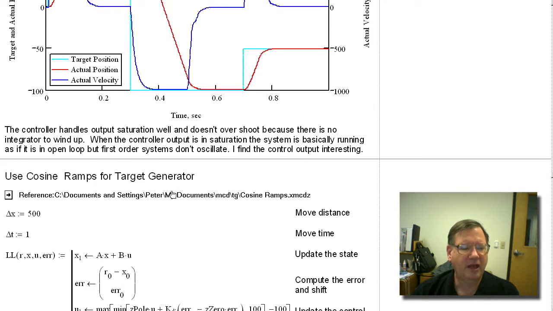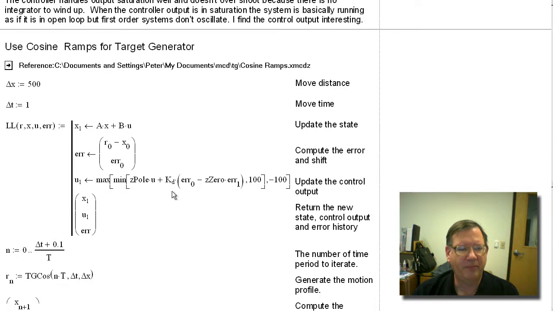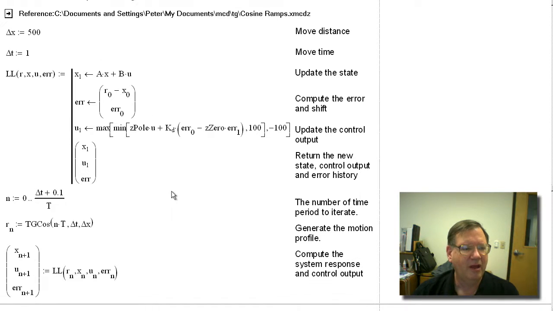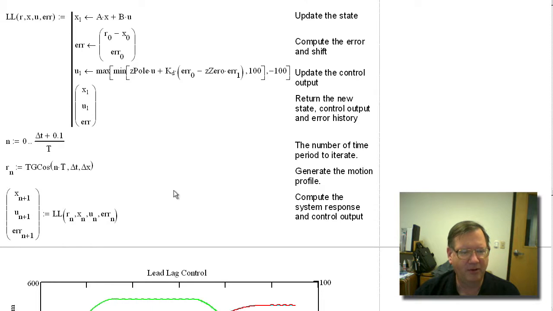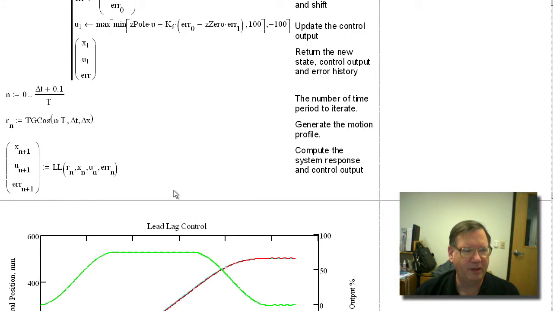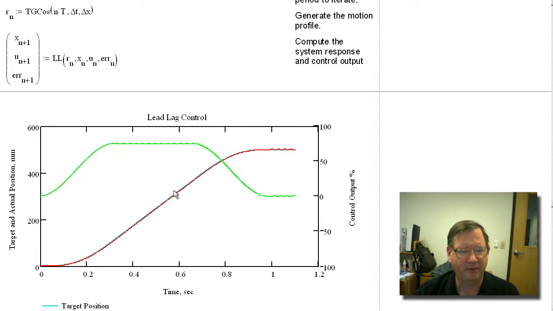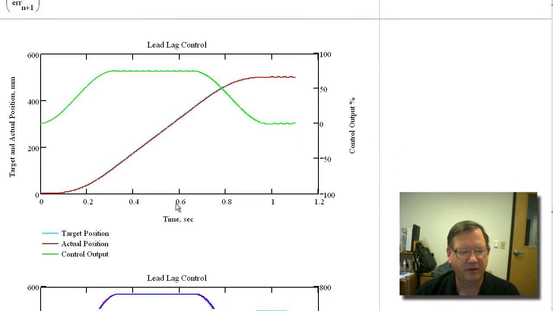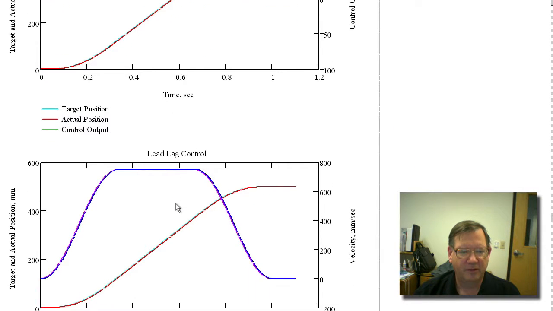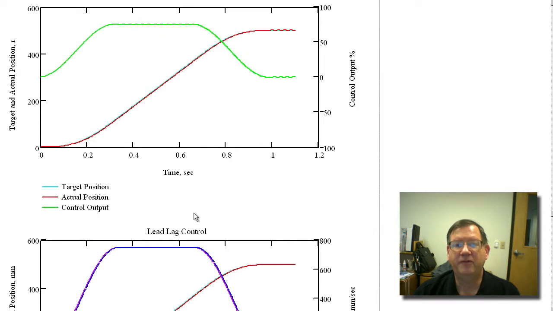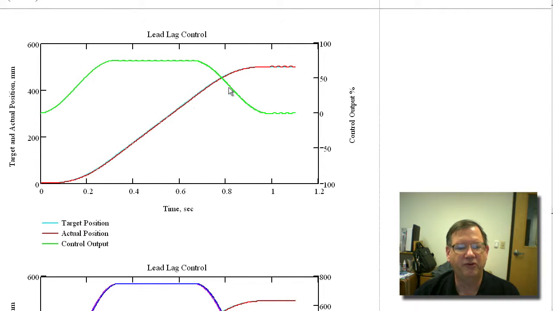So let's take a look at how it does with a cosine ramp generator. This is something like what would happen with a real motion controller, moving from point A to point B. And in this case, we're moving 500 millimeters in 1 second, like in the other examples. And you can see there's a little bit of error between the target and actual position. But it's not great. If we use feed forwards, we could probably make this motion perfect. So this is actually pretty good.